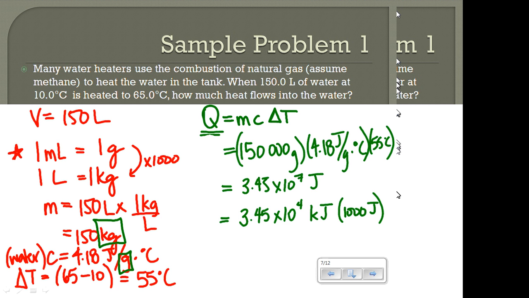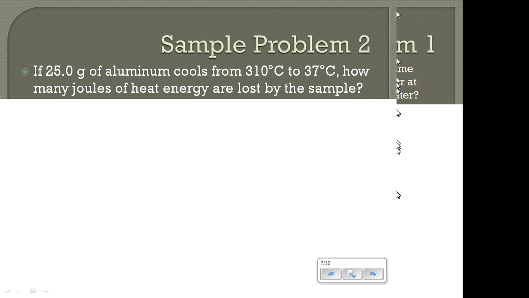So let's try another one. If you'd like, put the video on pause and see if you can do this yourself. But I'm going to go through the whole answer with you right now. So you have 25 grams of aluminum and it cools from 310 degrees Celsius to 37 degrees Celsius. How many joules of heat energy are lost by the sample?